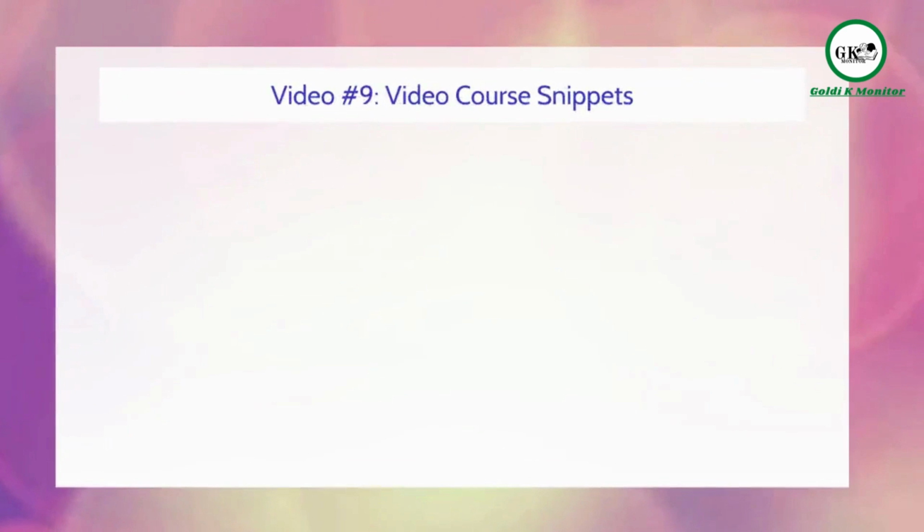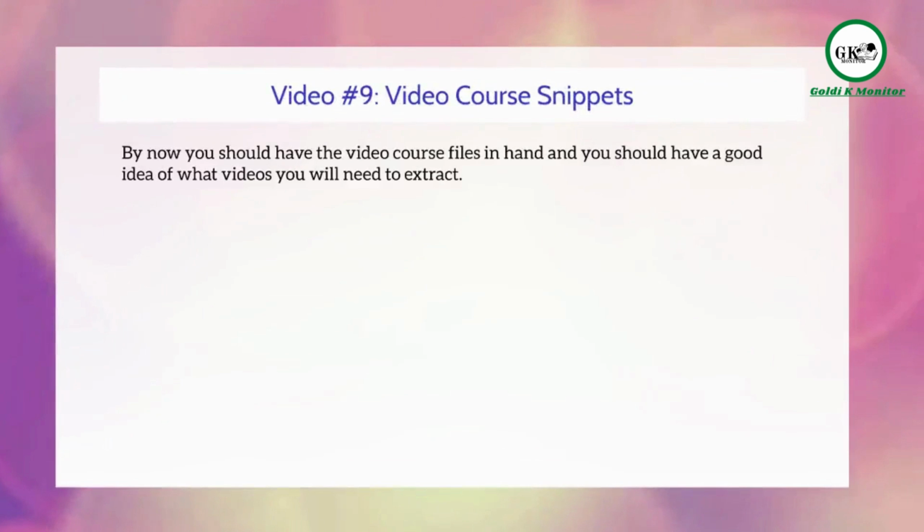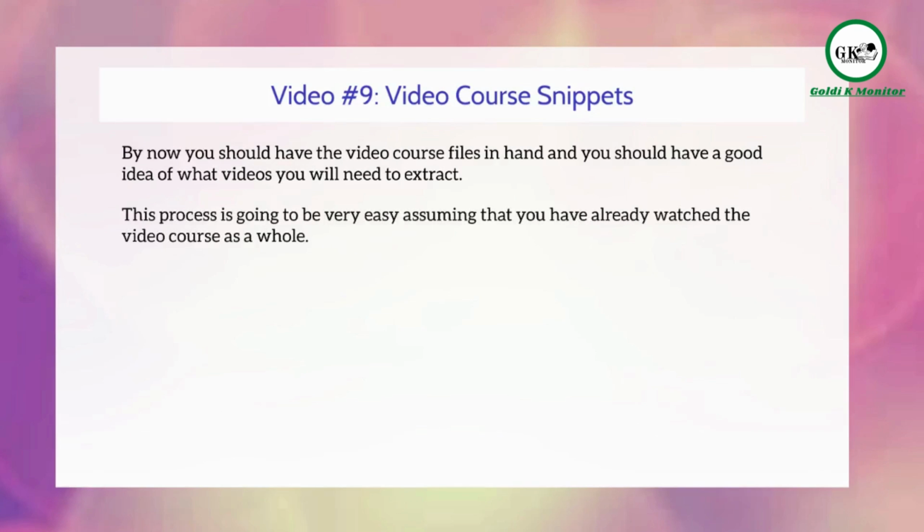Hello and welcome to video number 9. We're going to talk about video course snippets. So by now you should have the video course files in hand, which should be coming in the form of either AVI files or MP4 files, and you should have a good idea of what videos you will need to extract. This process is going to be very easy, assuming that you have already watched the video course as a whole and you have an idea of what the highlights are. However, if you have not, this is going to be very difficult for you. So if you haven't watched the video course, make sure that you watch it.